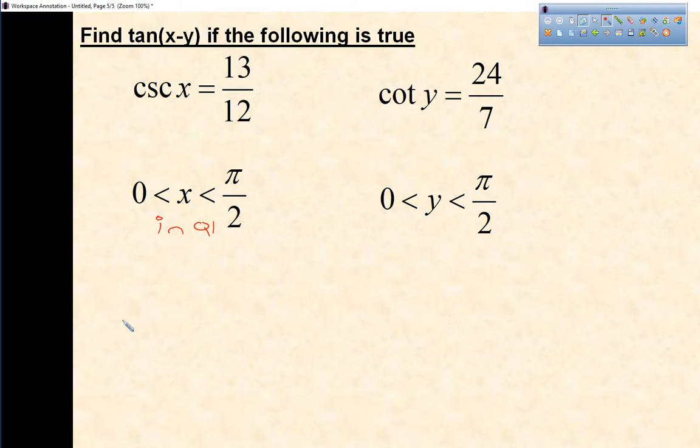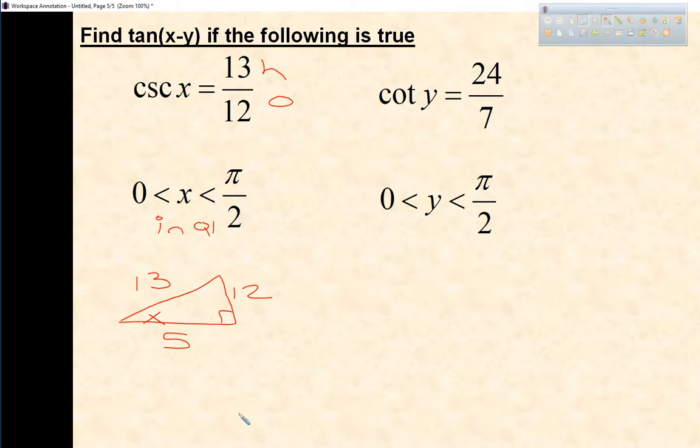And so if I draw this triangle, let me draw out x. So there's my x. Cosecant is hypotenuse over opposite, so I'd have 13 over 12. You could do the Pythagorean theorem here, but I'll go and tell you that that's going to be 5. And then tangent of x will be opposite over adjacent, that would be 12 over 5. Now that's not my answer, but I'm going to use that in a second.